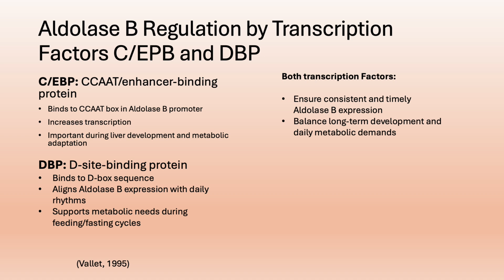So these two together, CEBP and DBP, make sure that aldolase B is available when it's needed. CEBP provides a strong, stable expression during development and then also during metabolic shifts. And then DBP sort of fine-tunes the expression over the course of each day. Together, both transcription factors work to make sure that expression is consistent and timely, and they balance long-term development and daily metabolic demands.